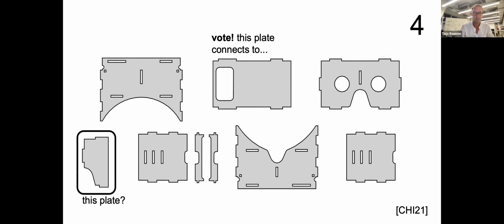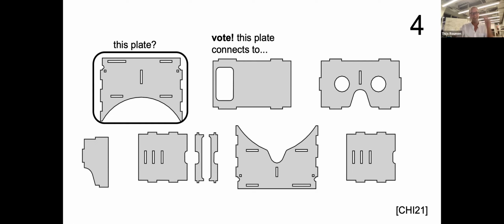And what about this plate? So yeah, I see the same sort of hands going up. So this is the same problem, right? This is the top of the VR headset, and this joint here can be connected to that individual joint here.